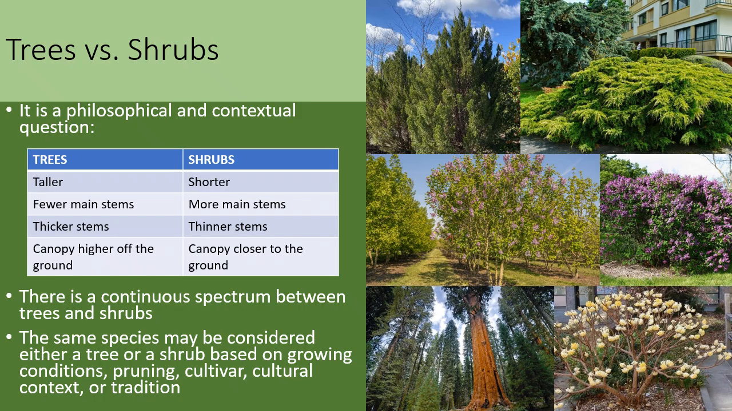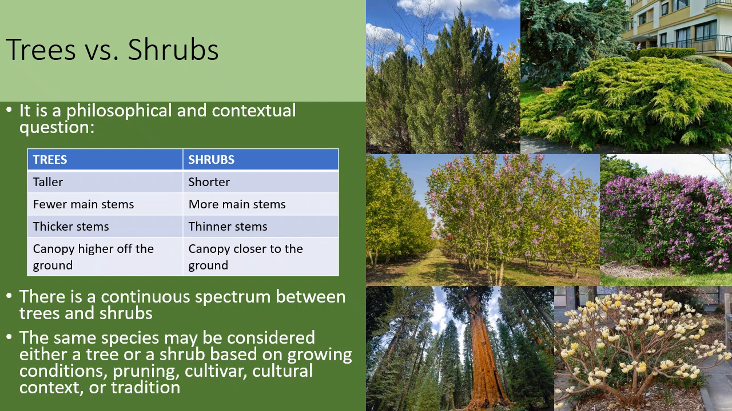I consider this to be more of a philosophical and contextual question. I don't think that trees or shrubs really exist. I think that what we're really looking at is two extreme ends of a spectrum, and we're just arbitrarily deciding whether or not things are going to be a tree or a shrub. In general, we see some patterns, but I'm going to deconstruct some of those patterns as we go. So we think of trees as being taller and shrubs as being shorter, trees as having fewer main stems.